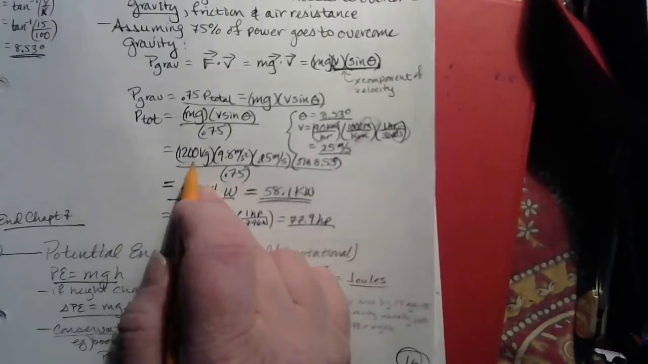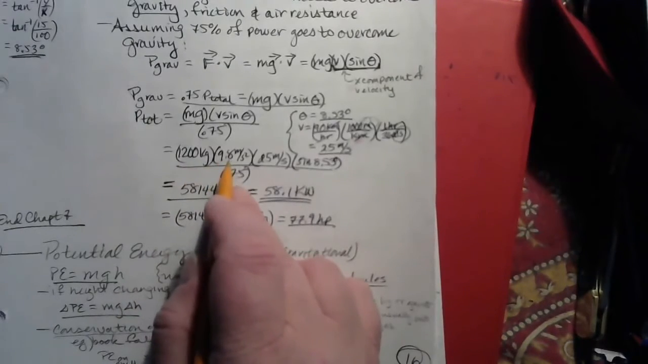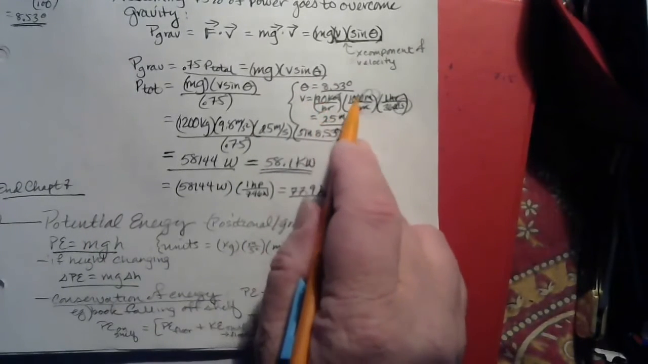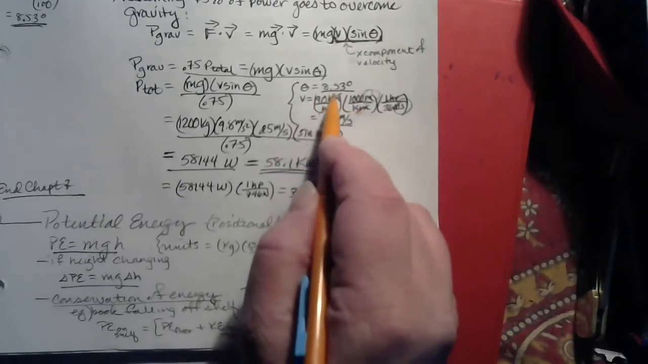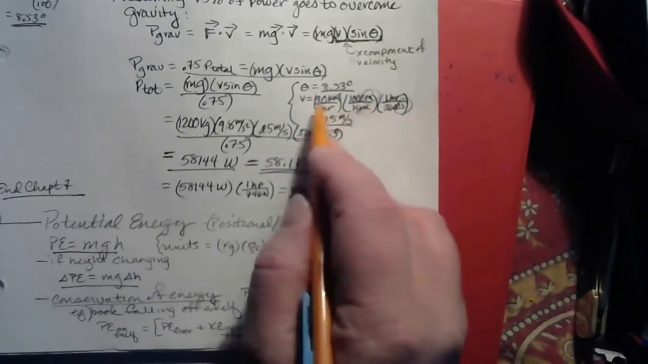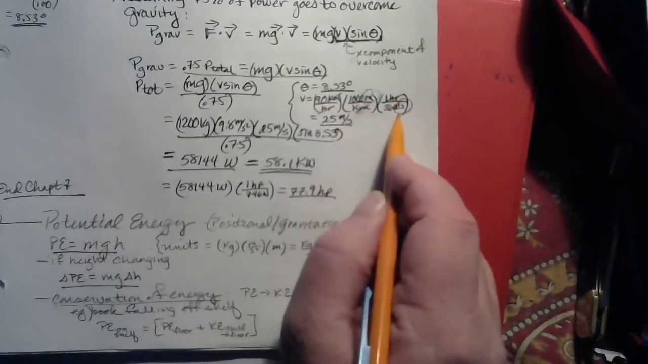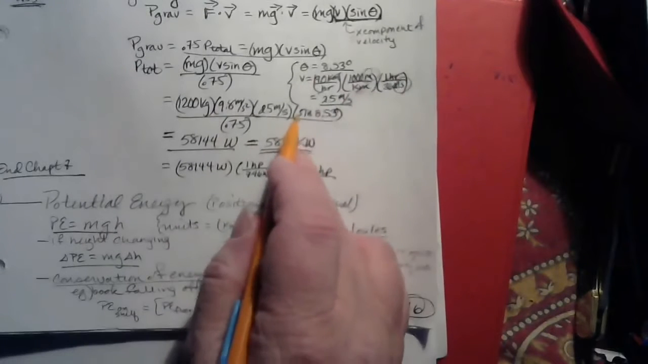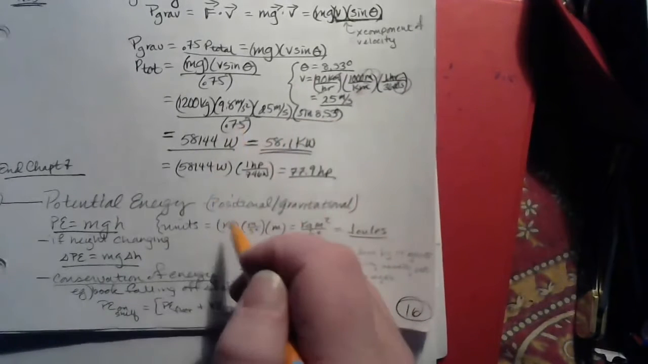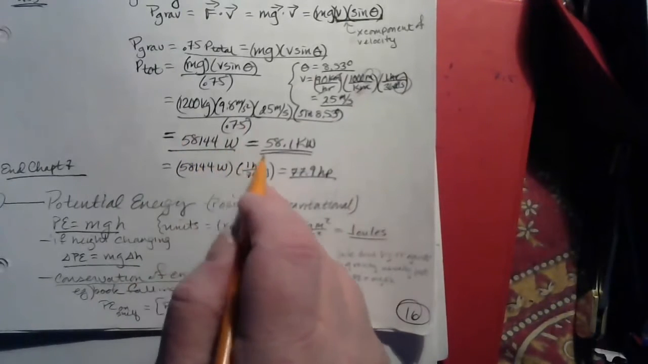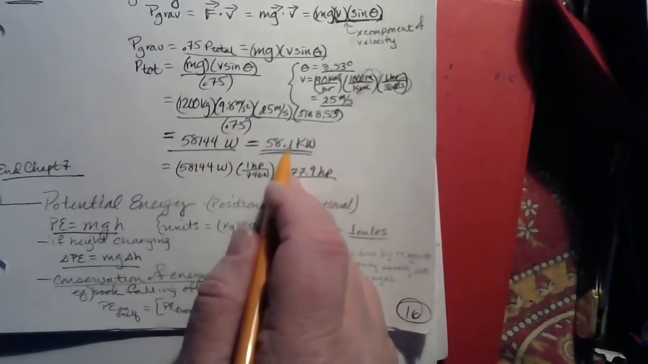So mass is 1,200 kilograms, g, gravity, 9.8 meters per second squared. V, now we have to figure v in meters per second. That was 90 kilometers per hour times 1,000 meters per kilometer. That cancels the kilometers. Times 1 hour for 3,600 seconds. And that cancels the hours and gives us meters per second, which is 25 meters per second. So that goes there. And the sine of 8.53 divided by 0.75. When you work that out, you get 58,144 watts, or 58.1 kilowatts.